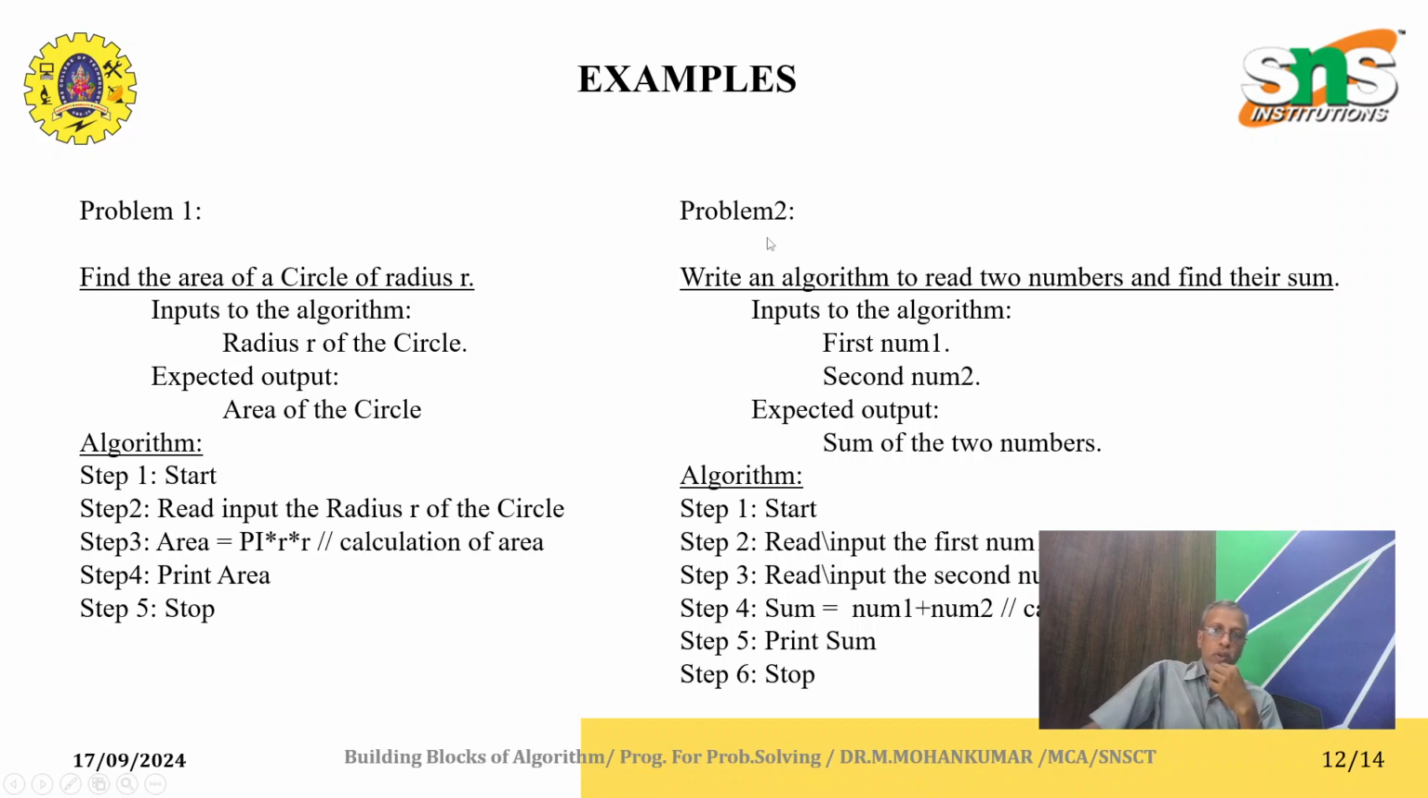Problem 2. Write an algorithm to read two numbers and find their sum. Input to the algorithm: first num1 and second num2. Expected output: sum of two numbers. Algorithm start, read the first num1, read the second num2. Sum equal to num1 plus num2. Calculation of sum, print sum and stop.